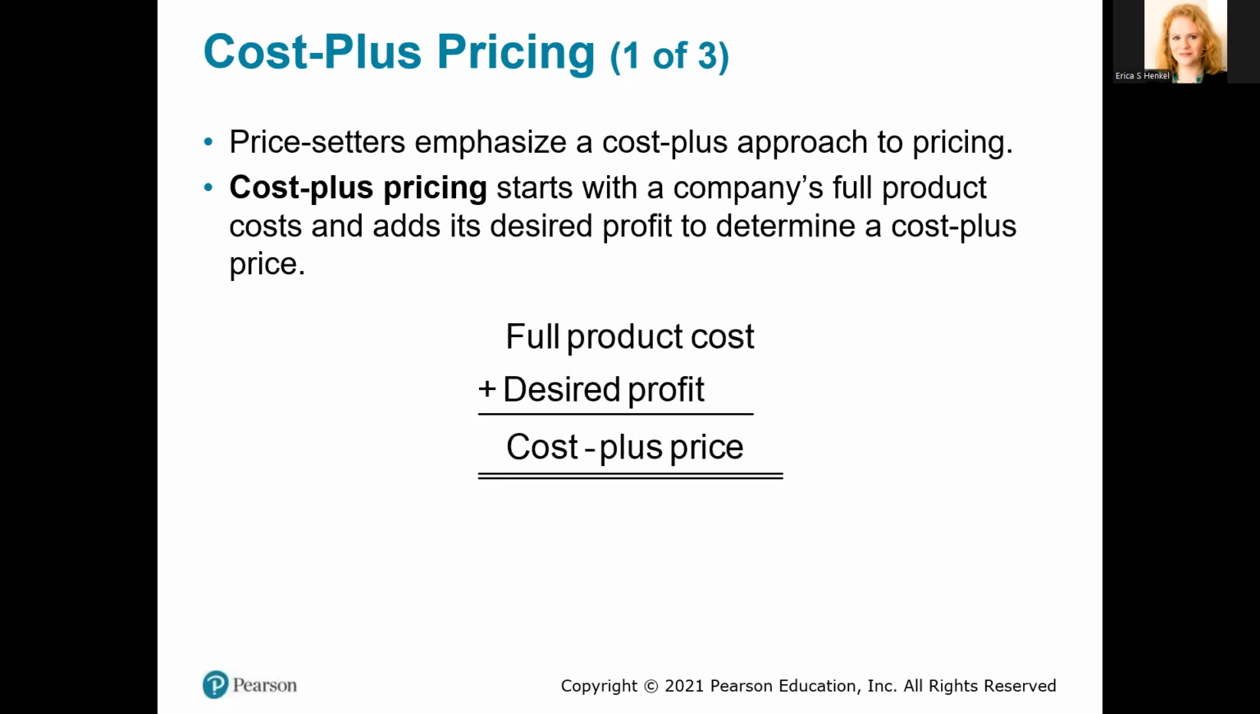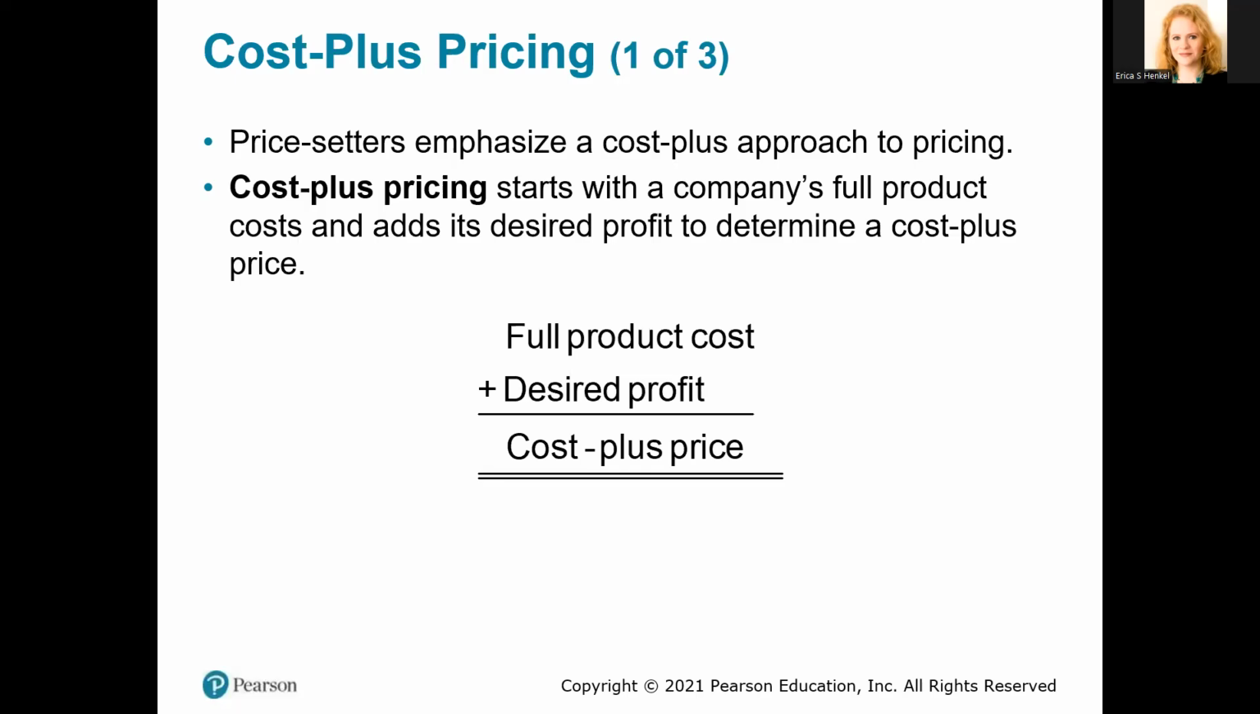So under cost plus pricing, which is normally something you do when you have price setters, if you recall from the last session, you take the full cost of the product, you add on the desired profit to arrive at your cost plus price. Okay, so in this case, you can set your own price. Therefore, you decide on that price based on your desired profit.